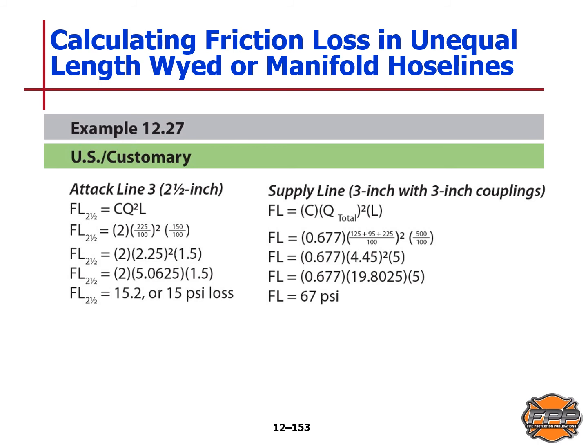The next line is friction loss equals our coefficient, 0.677, times 4.45 squared times 5. So we just work out the math. The next line is friction loss equals 0.677 times 19.8025 times 5. That gives us a friction loss of 67 psi. So that's for the supply line running at 3 inches with 3-inch couplings.